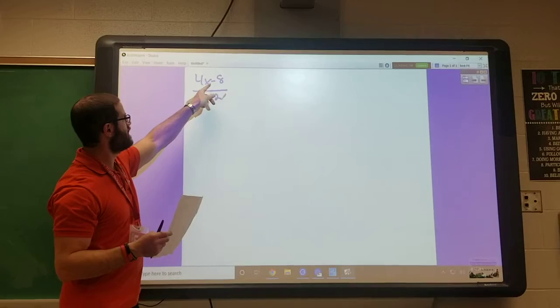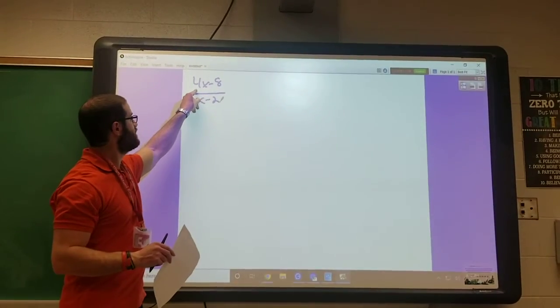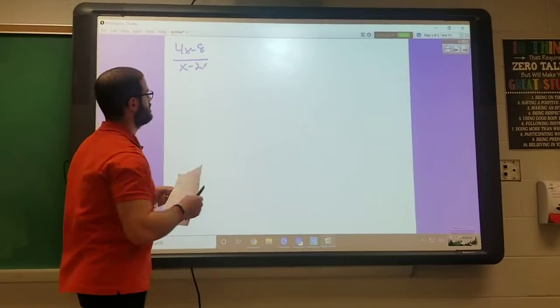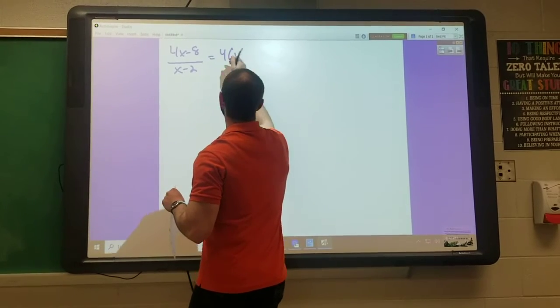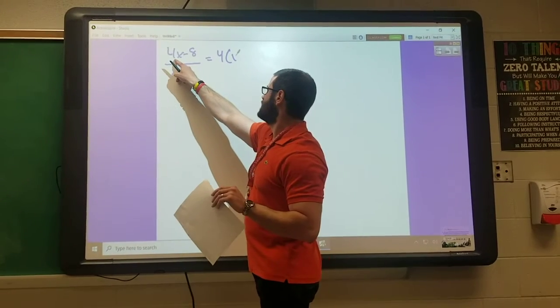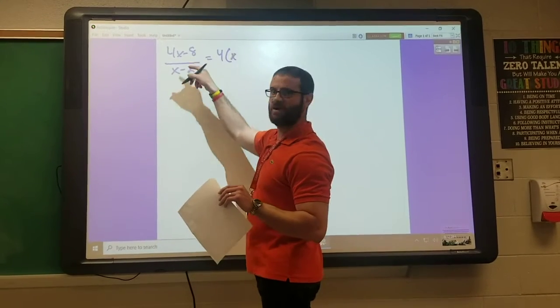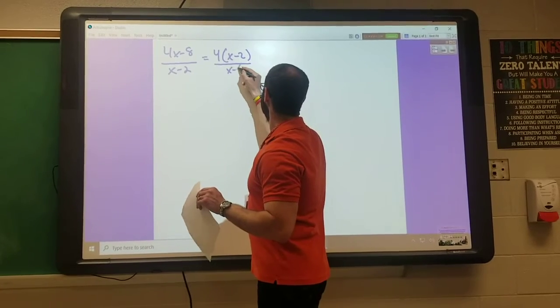The top, 4x minus 8, there's something I can take out of there: the greatest common factor. The greatest common factor of 4 and 8 is 4, so I would pull out a 4. I would say 4 times, and then dividing both terms by 4, the first term I'm just left with an x. Negative 8 divided by 4 is negative 2, so I have x minus 2, and then x minus 2 on the bottom.